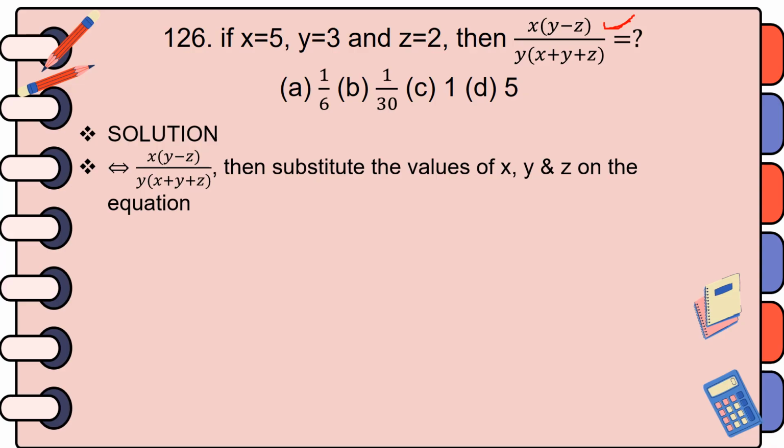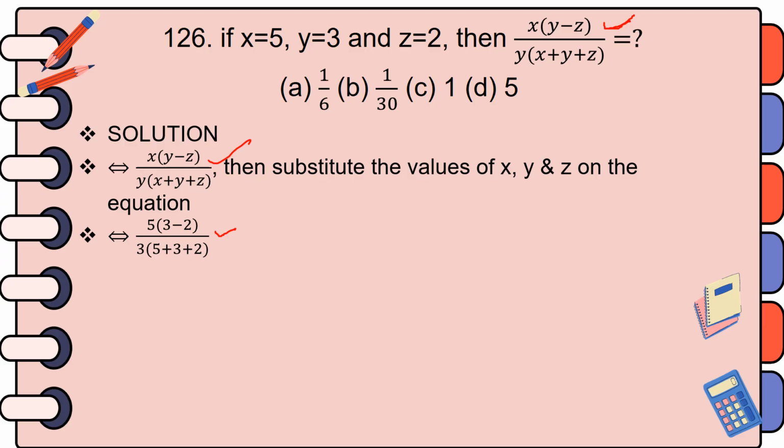You are given the equation. The equation is this one. Then again you are given the values of x, y, and z. Simply substitute the values of x, y, and z into this equation. Then it becomes 5 into 3 minus 2, the whole over 3 into 5 plus 3 plus 2. Then according to the BODMAS rule, here we will perform operations in parentheses.